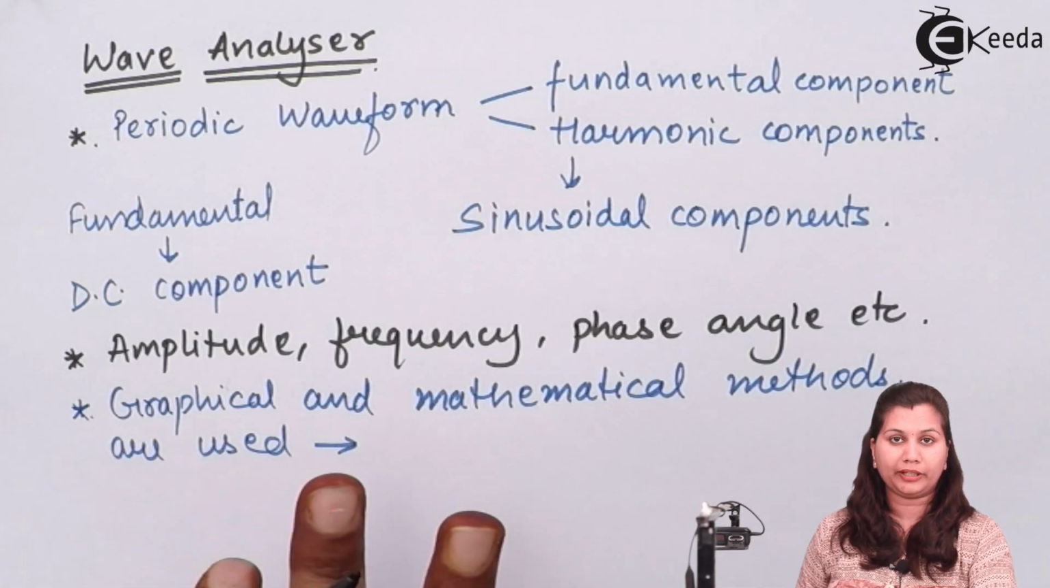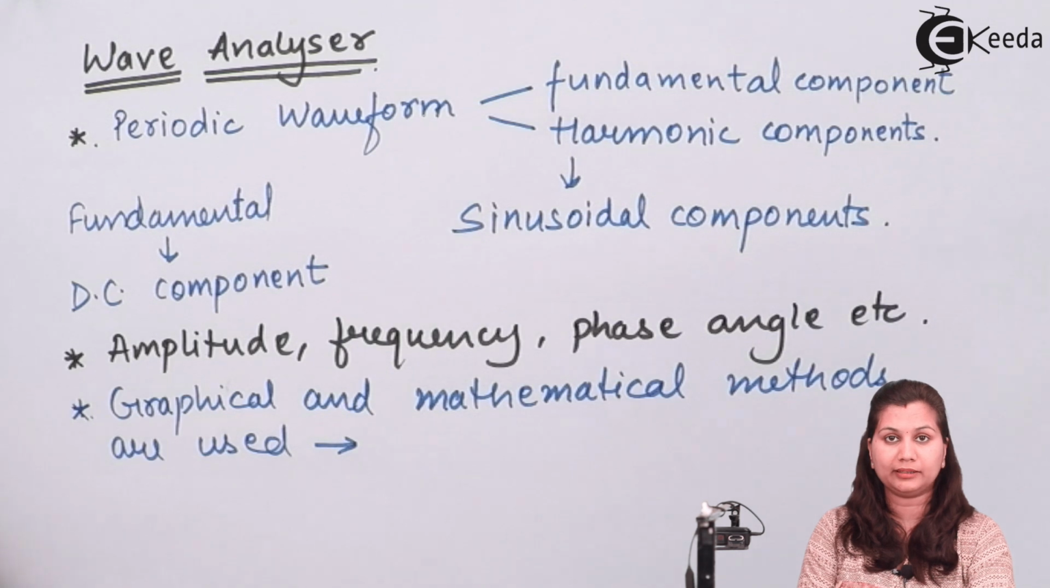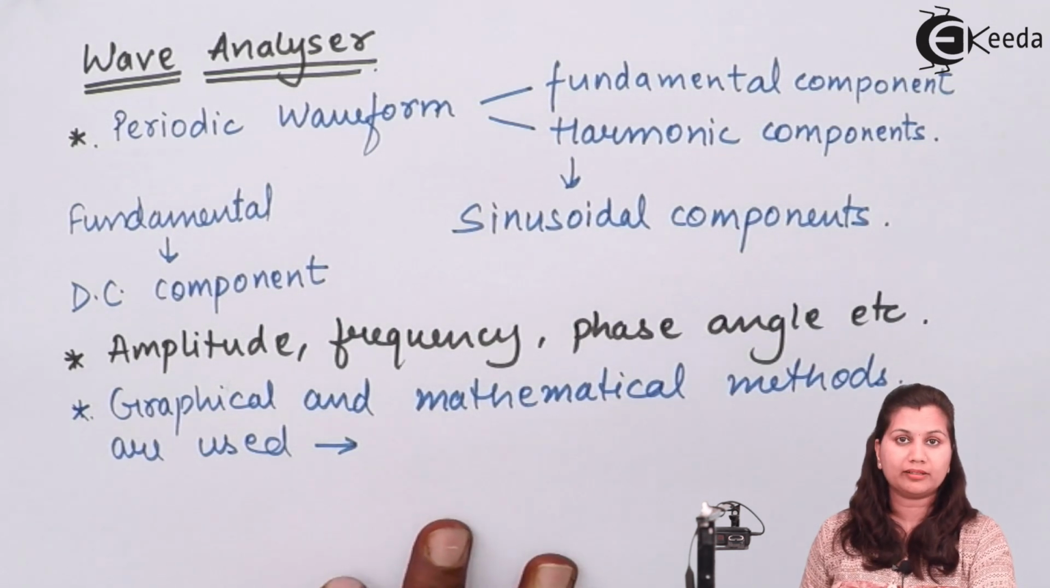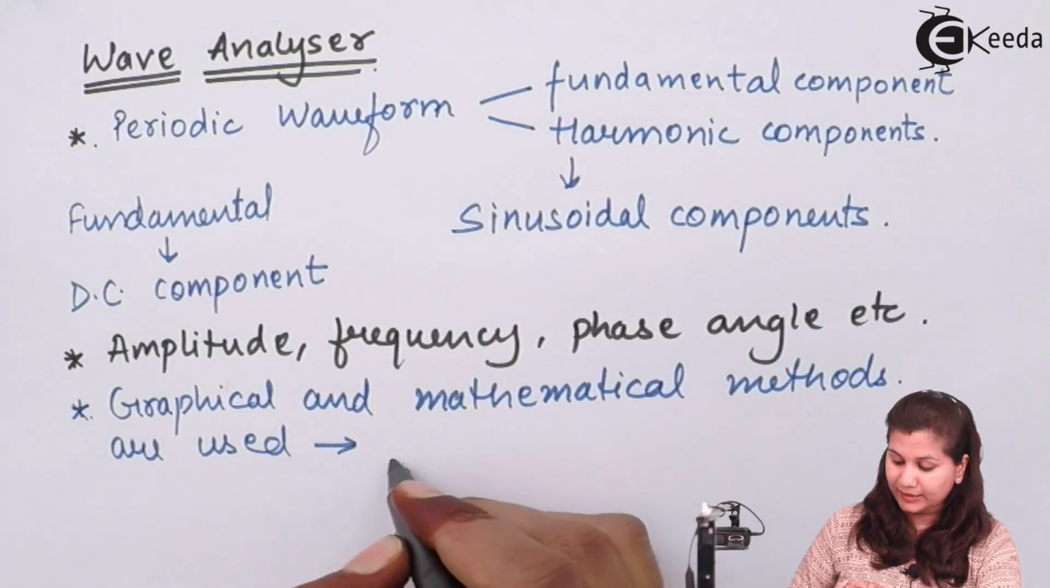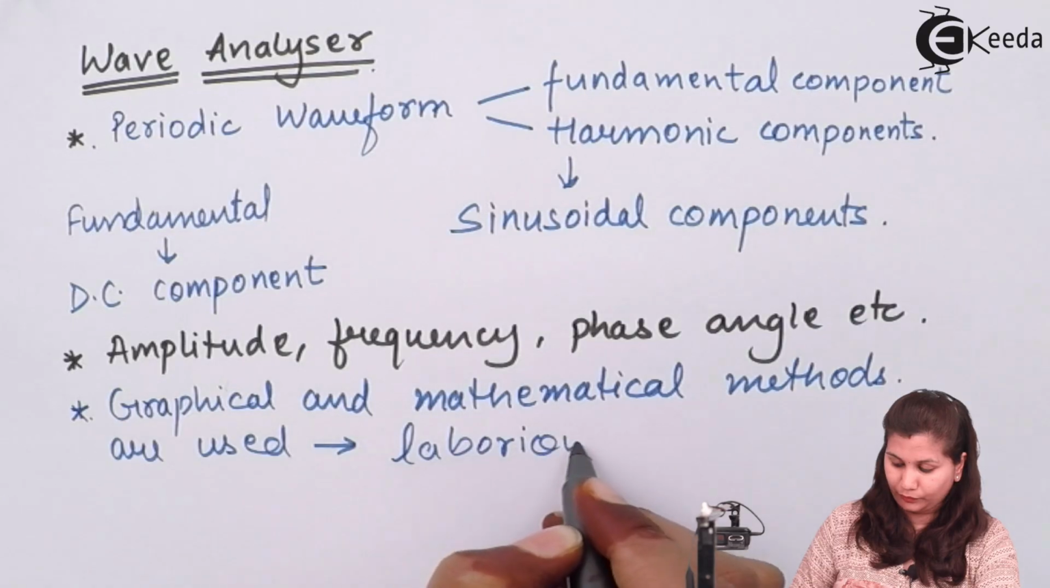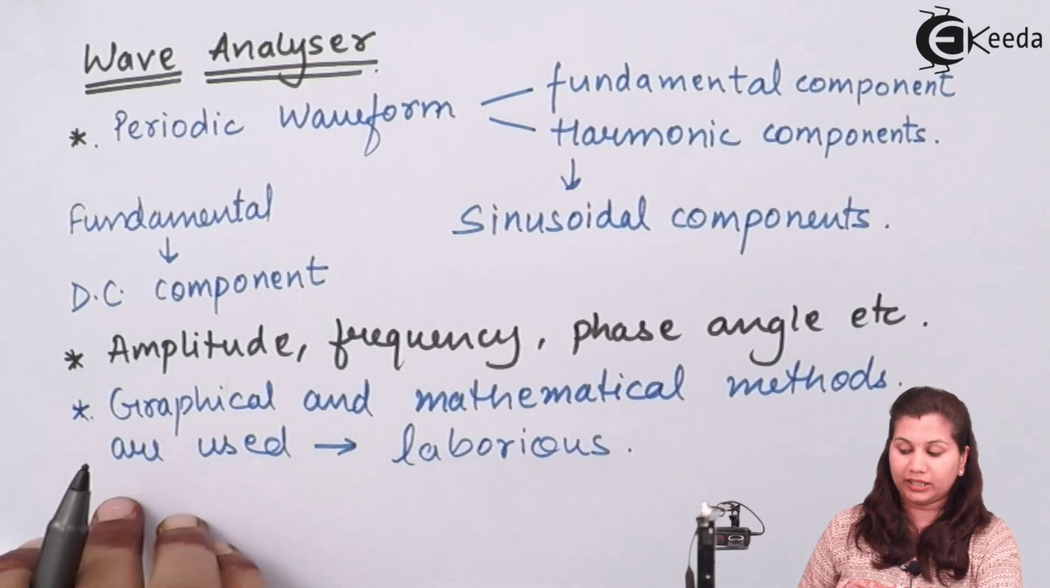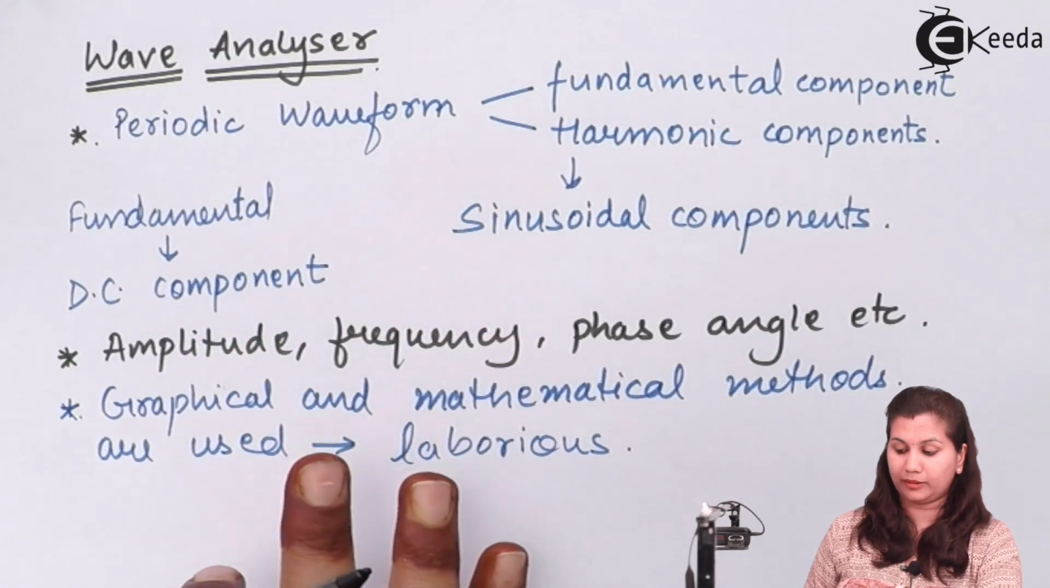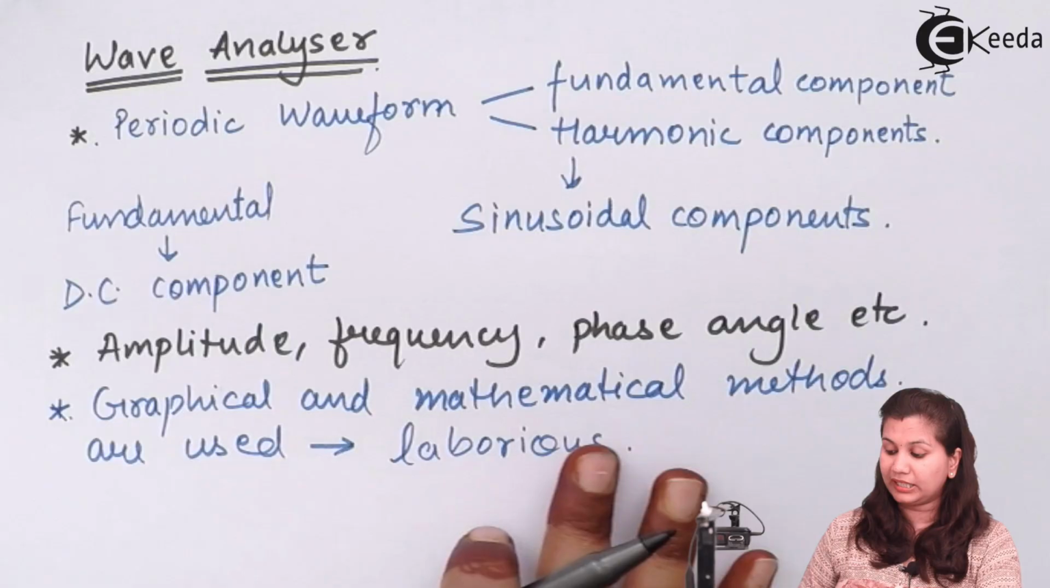Now for the analysis of the waveform, like for the amplitude, frequency and phase angle measurements, graphical and mathematical methods are used, but the problem with these methods is that they are very laborious. So if we are doing the analysis of a complex waveform, instead of using these methods, we can use electrical means, in which we pass this waveform through a band pass filter, and this band pass filter is going to remove all these harmonic components. So we will only get the particular frequency, and at that frequency all these measurements can be done.